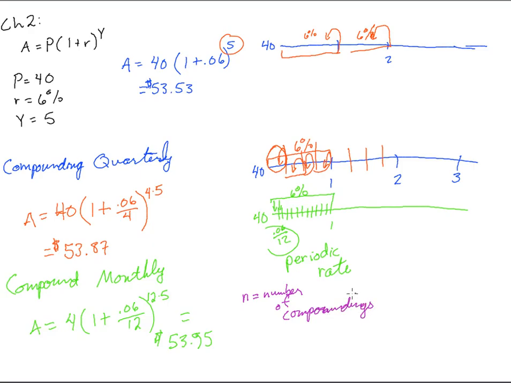Compoundings per year. And then, yeah, that's the only thing that really changes. And you'll notice it comes here. We divide the annual rate by this to get the periodic rate, and then we times that by the number of years to get the number of compounding periods. So the new formula looks like this.